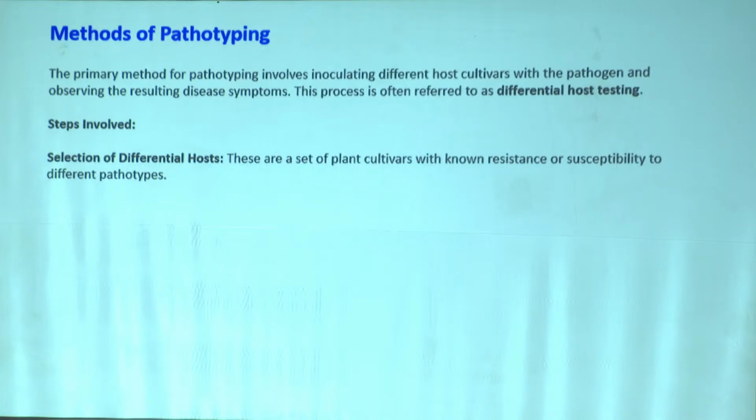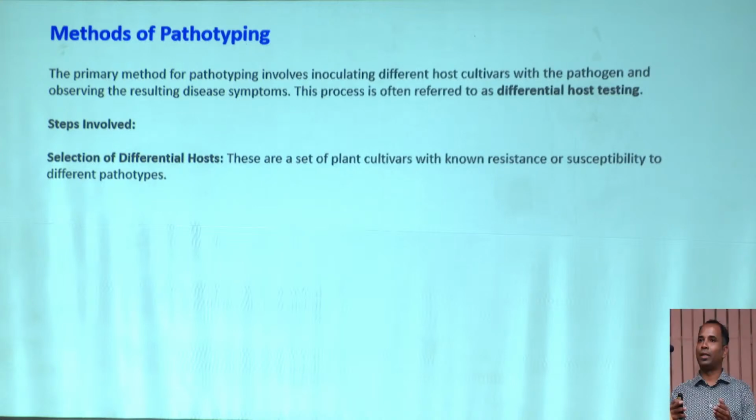Suppose we are collecting isolates from different geographical areas. When you test with this differential set, it should clearly differentiate the nature of the pathogen, based on virulence or aggressiveness. The differential set may have known origins. For example, in the case of rust pathogens, the differential set with known origins is very well known. Like in blast also, a very well known differential set. In bacterial leaf blight of rice also we have a very well known differential set.